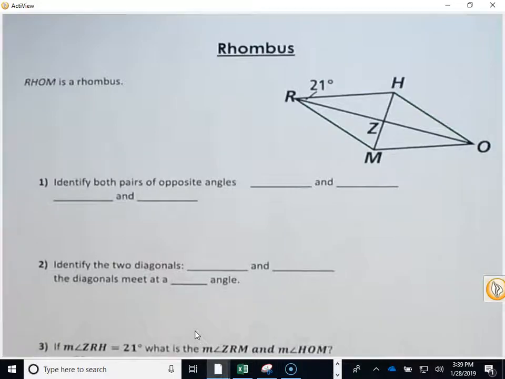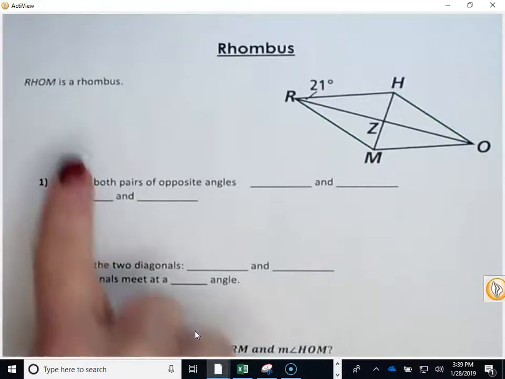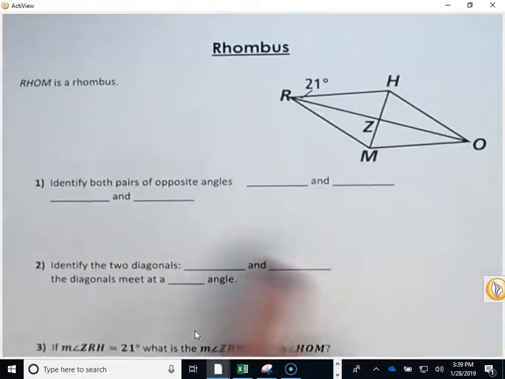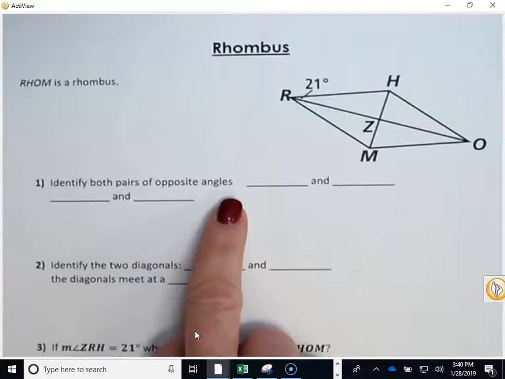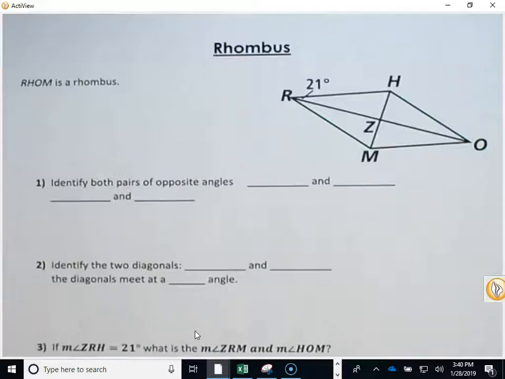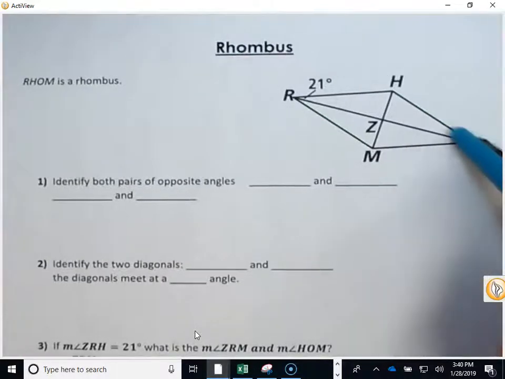So they're telling us that RHOM is a rhombus. So this is a rhombus here. And it says, identify both pairs of opposite angles. So there's going to be 2 pairs that are opposite each other and 2 other pairs that are opposite each other. Now when I name these angles, I'm going to use 3 letters because we do have them broken down into smaller angles as well, so we got to be specific.